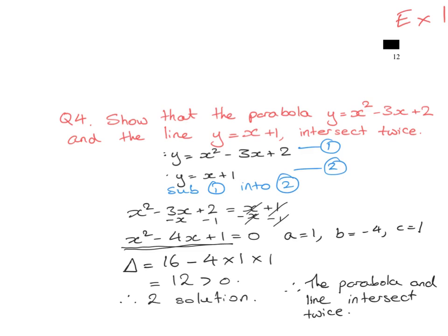And so by using the discriminant, you can show that it intersects twice. Otherwise, if you don't think of that method, you can also just solve the simultaneous equations like we did in the first one. And by finding both points of intersection, you're showing that it intersects twice. Now back to our previous example.